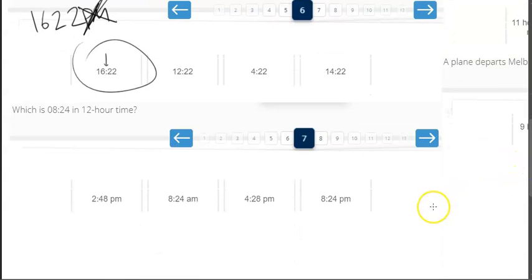In this case, 16:22 is 04:22 in 12-hour time. Now we're converting this back to 12-hour time, so when there's 12-hour time, we either need an AM or a PM.